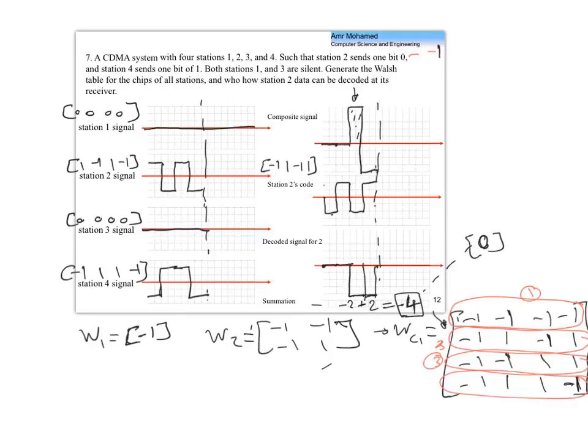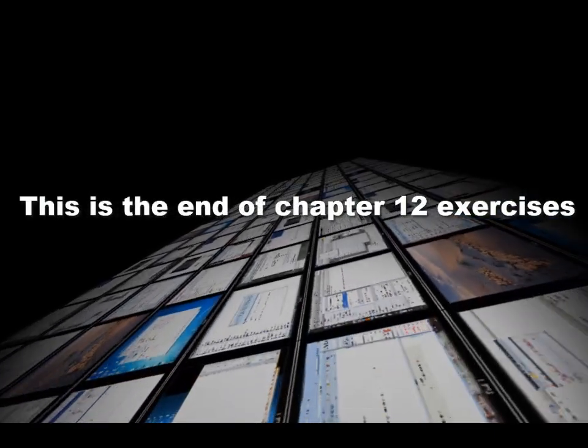So this demonstrates how we can receive station 2 from the composite signal of stations 2 and 4, while station 1 and station 3 are silent. So that's the end of this part. Thank you very much for listening.